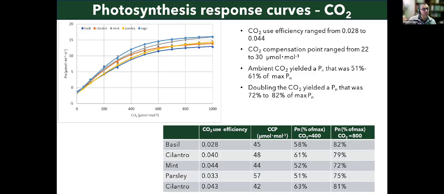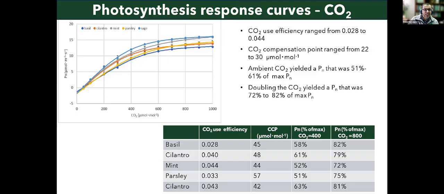And probably one of the most important things that I want you to take from this figure is that the CO2 compensation point for most of these herbs was around 22 to 30 micromoles per mole. And what this means is that at that concentration of CO2, the plants were just beginning to photosynthesize. Anything above that, and obviously they were going to photosynthesize.